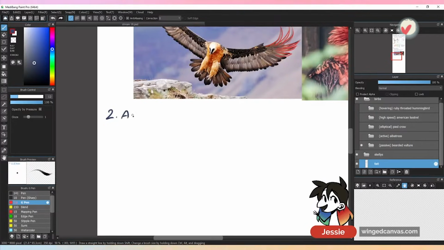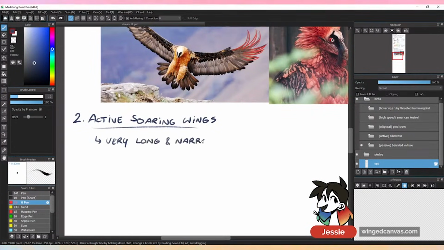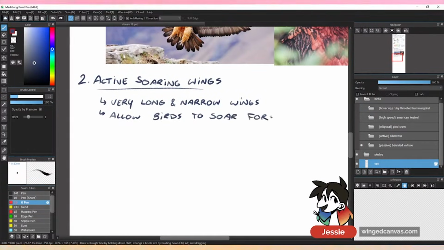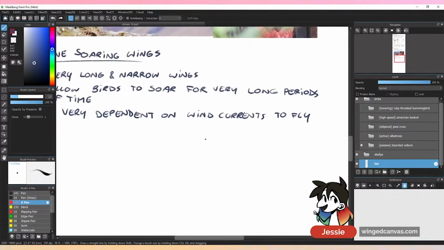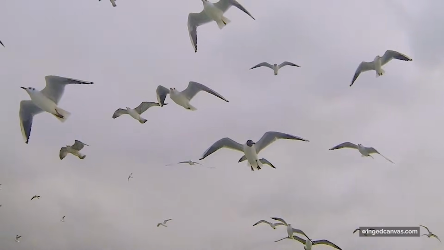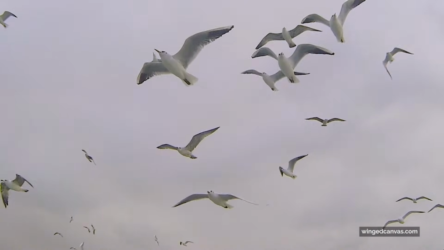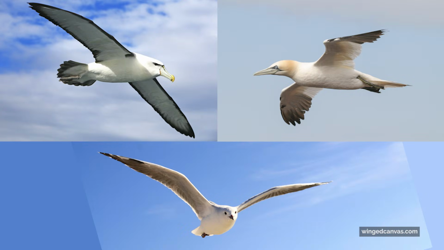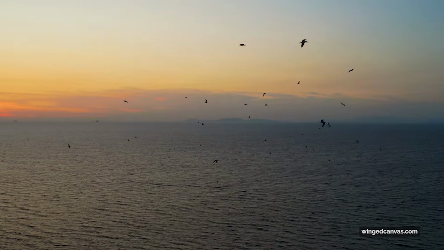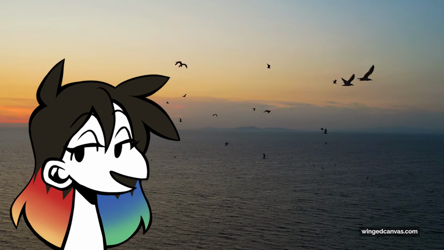All right, number 2. These are active soaring wings. Active soaring wings are super, super long and super, super narrow. These wings help birds to soar for very long periods of time, and they're very dependent on wind currents to fly, which is a downside, right? You'll notice these birds that have active soaring wings don't flap their wings very often because they are usually depending on the wind current around them to help them soar around. The birds that have these kinds of feathers: albatross, gulls, gannets, and most kinds of seafaring birds. So a lot of birds that you might see by water have active soaring wings. And the reason for that is because a lot of great wind currents happen around the water.